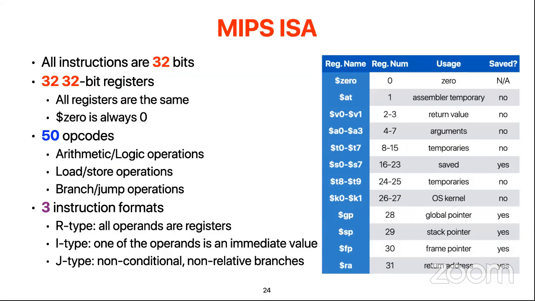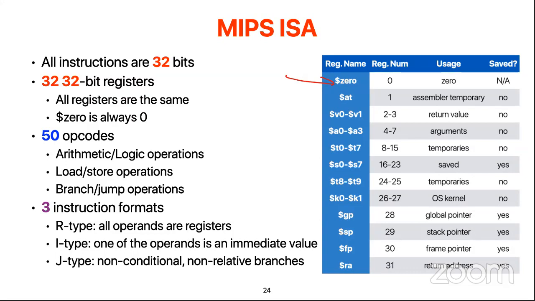And for the MIPS instruction set architecture, all instructions are 32 bits. And we have 32-bit registers, and all registers will be treated the same, and numbered. The only odd register is the zero register. For the zero register, it's always 0. If you write to it, it's 0. If you load from it, it's always 0. No matter what you do, it's always 0. So that's a special register.